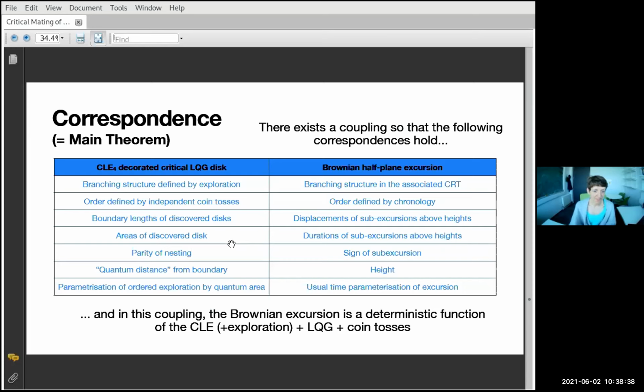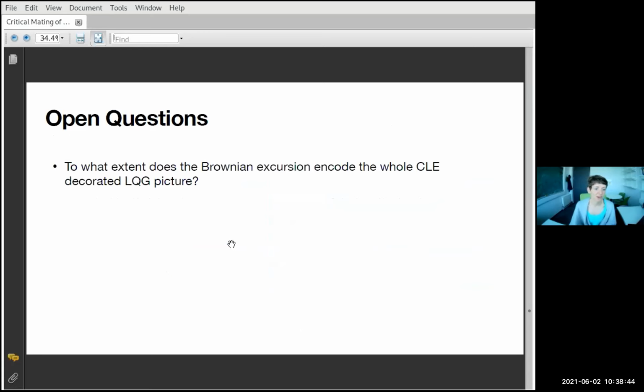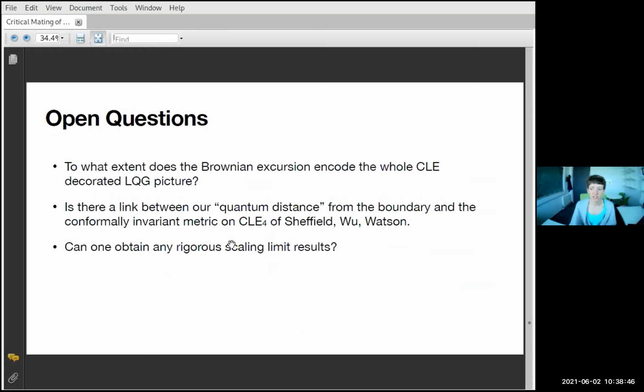Right. And that's it. So I'm running short of time, so I will just put up these questions, which I think we can discuss in the discussion. So I just mentioned that the Brownian excursion is encoded by the CLE plus all this extra stuff. There's an obvious question, which isn't so easy to describe, which is whether you can go in the other direction.